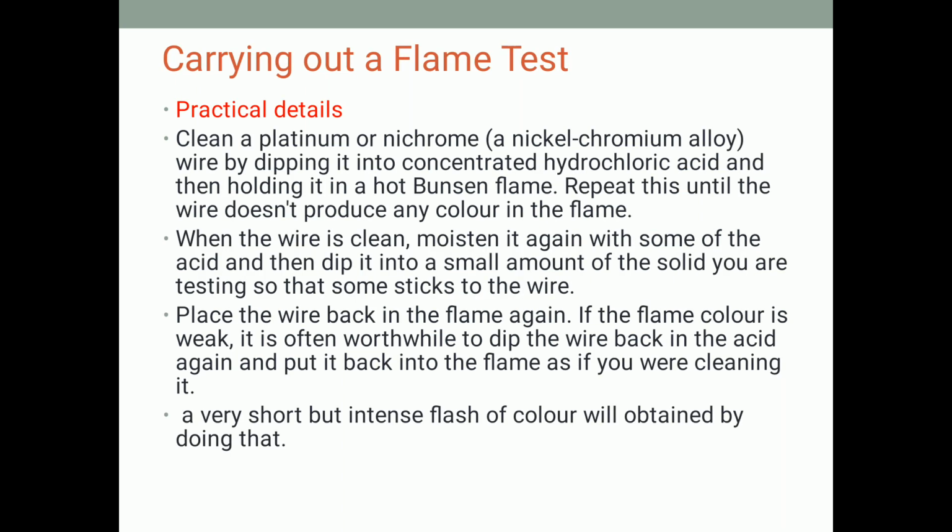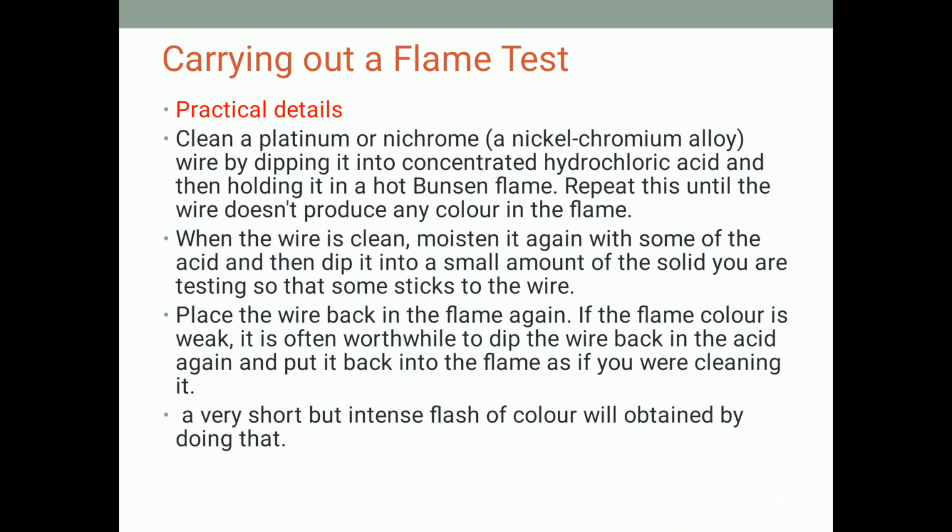Carrying out a flame test. Dear student, in this slide you will know how you can carry out a flame test. There are some practical details. First of all, take a platinum or nichrome wire, clean it, and then dip it into concentrated hydrochloric acid, and then hold it in a hot Bunsen flame. Repeat this until the wire does not produce any color in the flame.